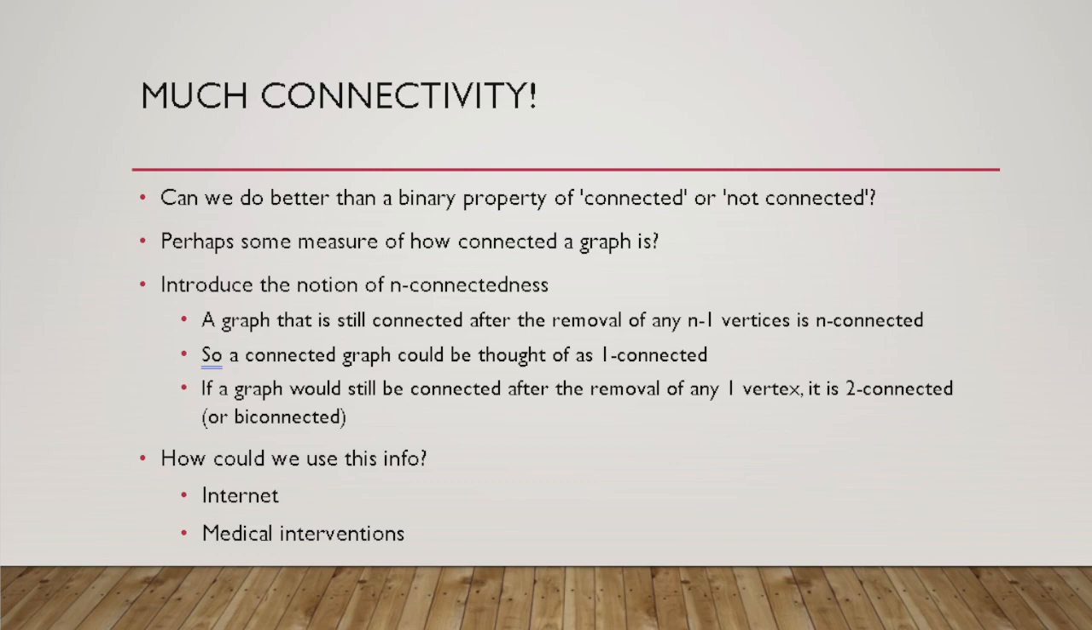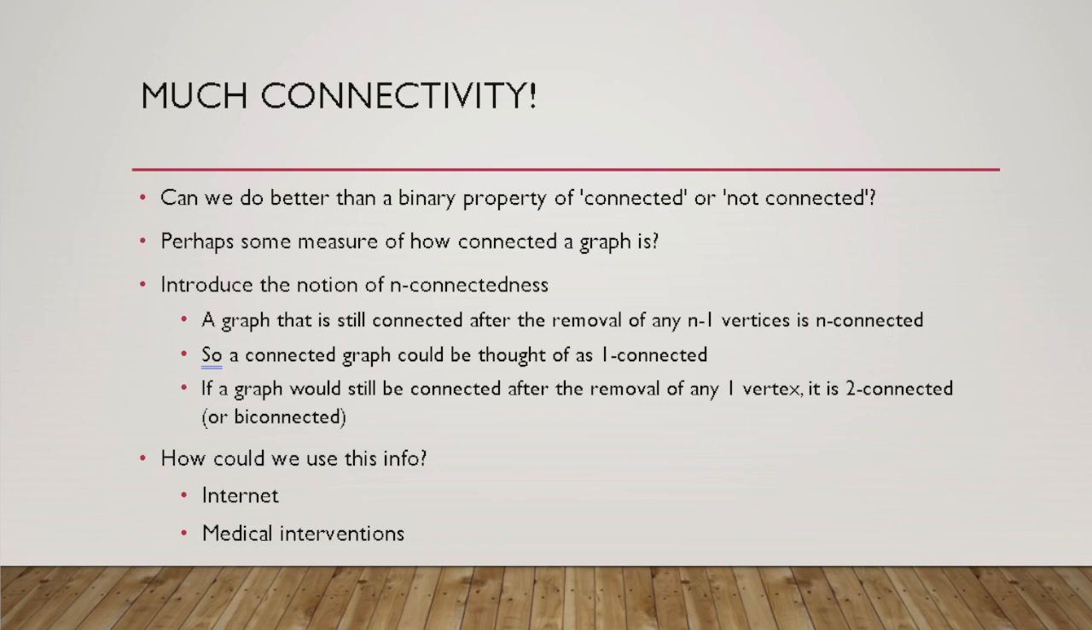That's a silly way of putting it, but we could say that something was 2-connected. And when we say something is 2-connected, that would mean that it would still be connected even if we removed any one vertex. Okay, so 2-connected, we have a word for that, is biconnected.